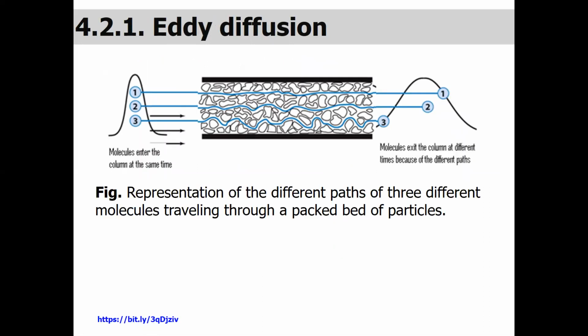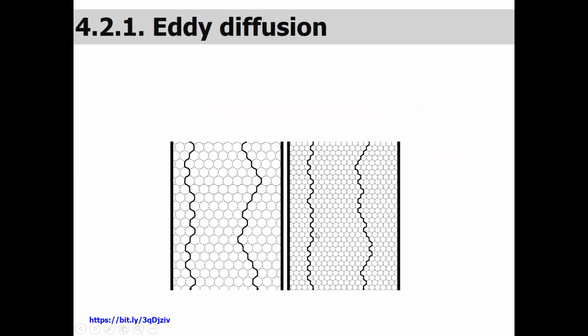The eddy diffusion. Now, as you can see, silica actually consists of various sizes of particles, and when a compound travels through the silica gel, it can take different paths. It can take the shorter path, or it can take the longer path to elute out from the column. And as I mentioned, this figure represents the different paths of three different molecules traveling through the packed bed of particles.